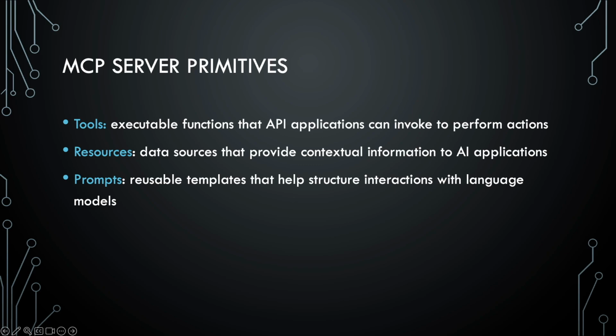MCP servers expose three key types of data, or primitives. Tools, which are executable functions that API applications can invoke to perform actions, like file operations, API calls, and database queries. Resources, which are data sources that provide contextual information to AI applications, like file contents, database records, and API responses. And prompts, which are reusable templates that help structure interactions with language models, like system prompts and few-shot examples.